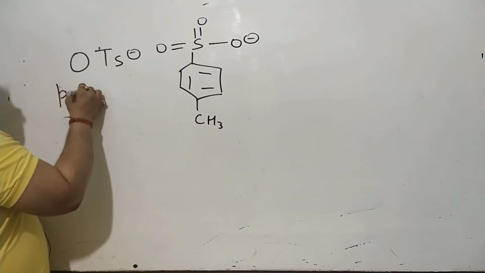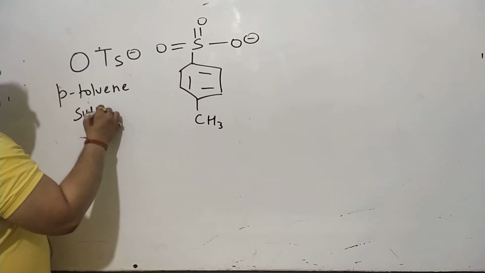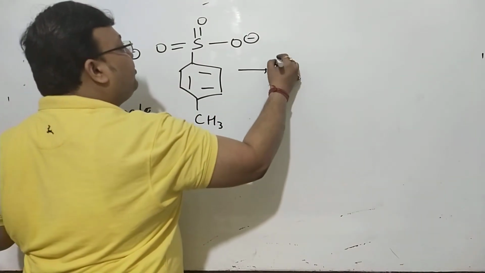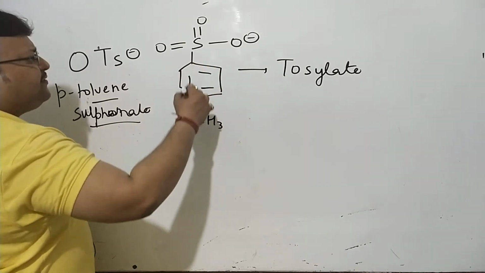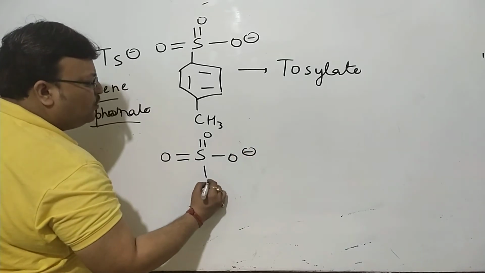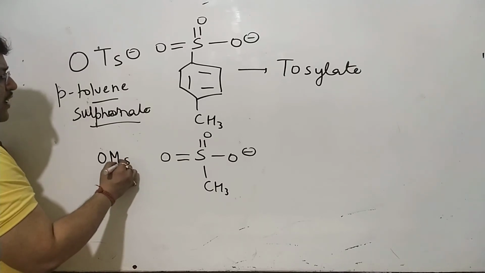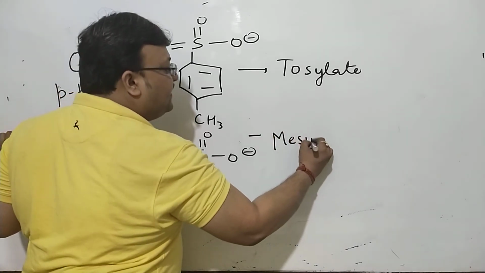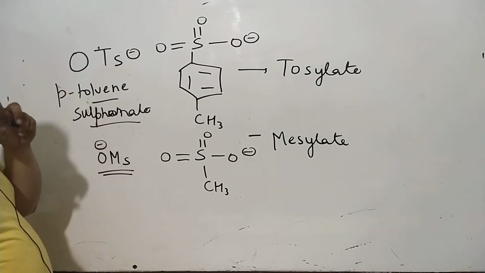So it's para-toluene, you can say para-toluene sulfonate. Again, it's very popularly called tosylate. Instead of this tosyl group, if you have only a methyl here, it's written as OMS minus, because it's called a mesylate group. Mesylate, tosylate, OTS minus, OMS minus.